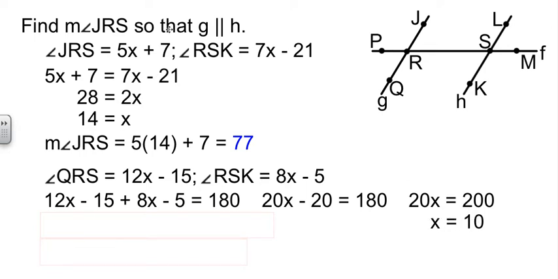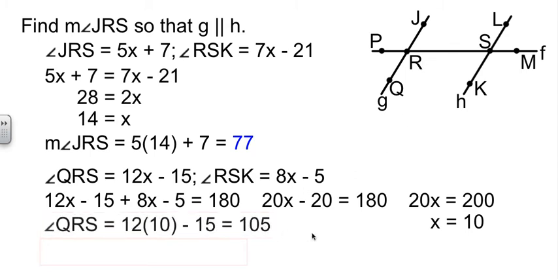Okay. We know x equals 10. What are we trying to do? We're trying to find angle JRS again, because that was the directions at the beginning of this. Well, we don't have any formula for JRS, but we do have a formula for QRS. QRS equals 12 times 10, 120, minus 15 is 105.